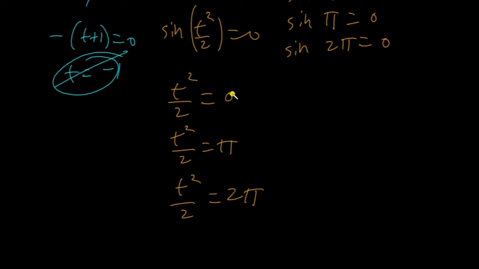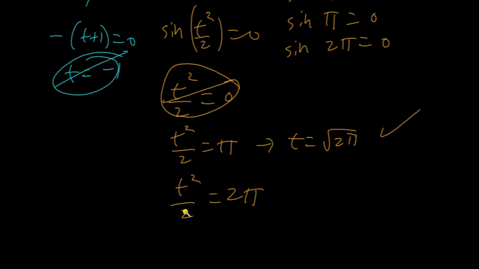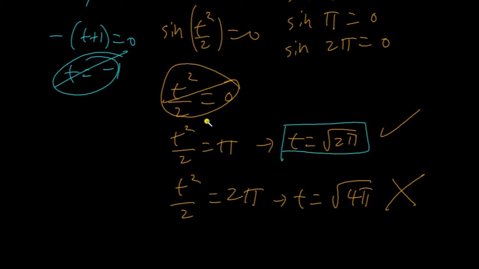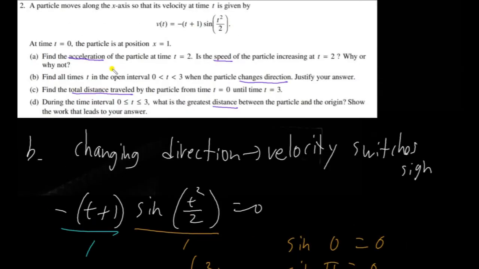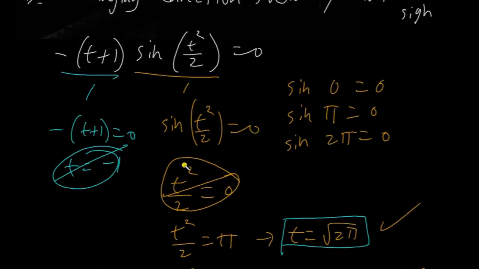Let's see. This would imply that t equals 0, right? If t squared over 2 is equal to 0, t equals 0, and that does not work. Okay? This would imply that t is equal to the square root of 2 pi, and that is definitely a number that is between 0 and 3, so this is valid. This is good. And then this would imply that t is the square root of 4 pi, which is actually greater than 3, so that would not be valid. What does that mean? Well, it means that this is the only valid t value that satisfies the conditions between 0 and 3, where the particle changes direction.